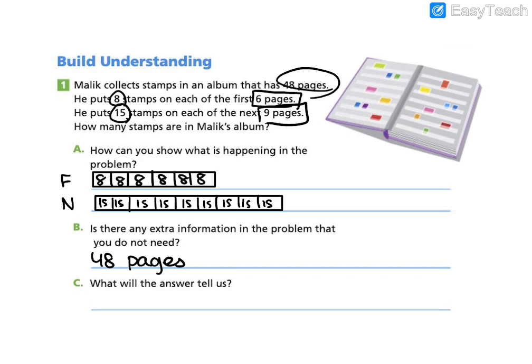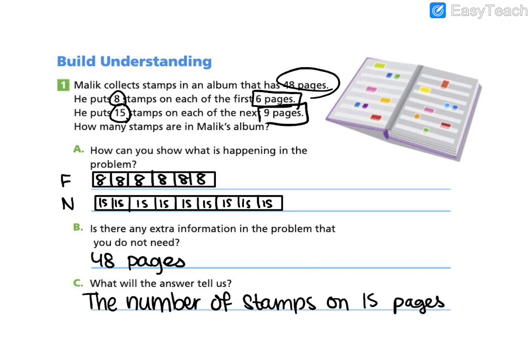So letter C, what will the answer tell us? The number of stamps on the first 15 pages. We don't know about those other 33 pages. None of that information was given to us. So we can assume he only has stamps on the first 15. Take a minute to pause the video if you need to. And press play when you are ready.